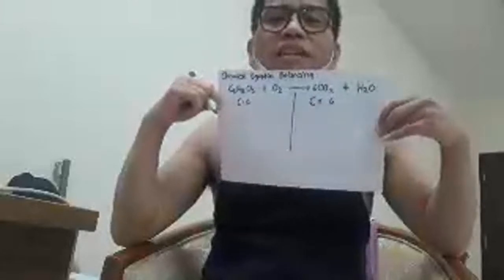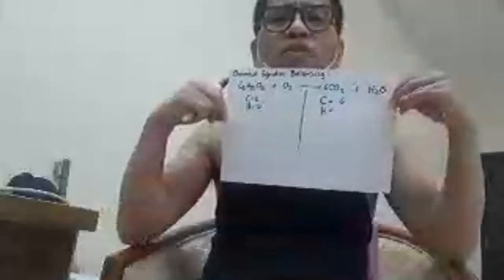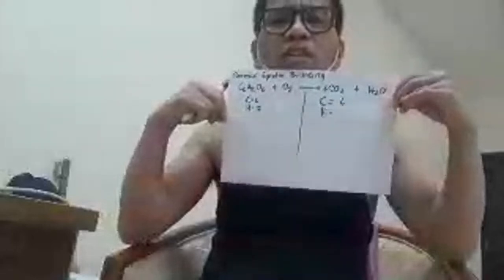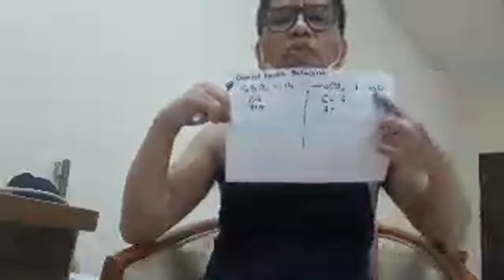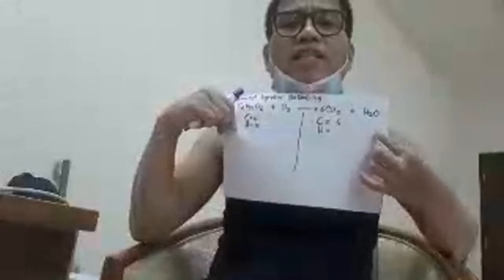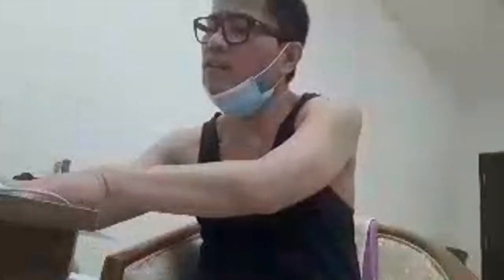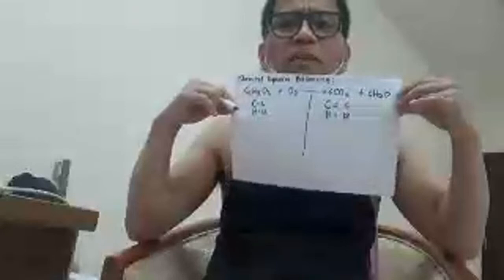Let's do the hydrogen. Hydrogen in the reactant is 12 and hydrogen in the product is only 2. See here, 2. Since this is 12 and this is 2, 2 times 6, we need to put 6, so that it will become 12 to balance. So 2 times 6 equals 12. Our carbon and hydrogens are balanced already. So the last one will be the oxygen.